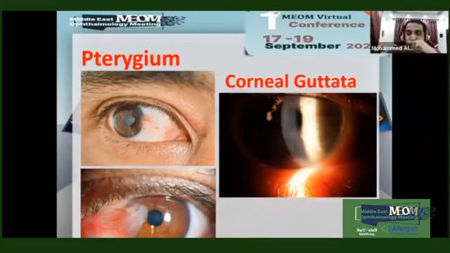Suppose, Dr. Fogla, we have a myopic patient wearing glasses, and he has astigmatism, and he has a pterygium and then a cataract. In this case, how do you know which astigmatism is related to the pterygium itself, and which is related to the previous astigmatism that is not related to the pterygium?